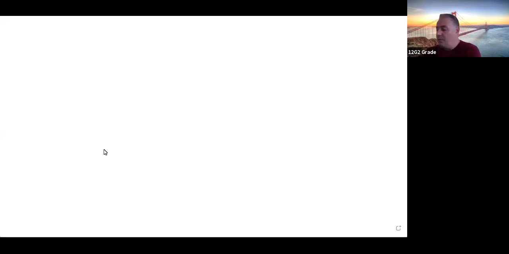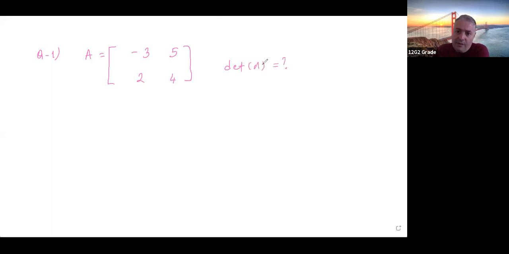Determinant. How to find the determinant of a matrix. So let us imagine we have, let's say, question number 1. If the matrix A is defined as -3 and 5 and 2 and 4, the question is this: what is the determinant of A?